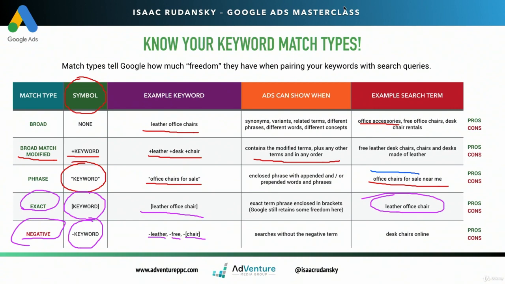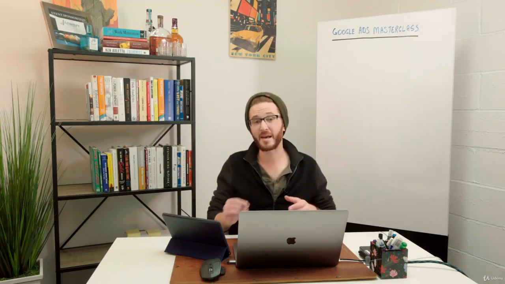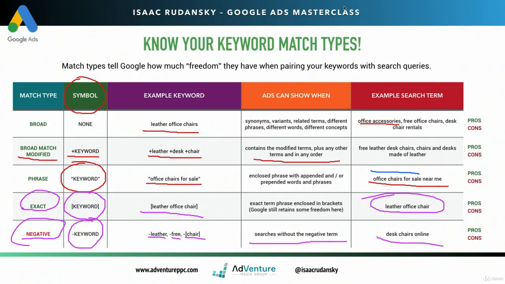And we'll talk about how the three different match types affect negative keywords, because negative keywords could be added using the positive match types. And we'll talk about how that all makes sense in a couple lectures from now. It's showing search terms without the negative term. That's what negative match type is doing. So if I have a negative leather, then no search term that includes leather will ever trigger my ad if my negative keyword is applied to an ad group or campaign or a negative keyword list. So for example, desk chairs online would actually trigger my search.